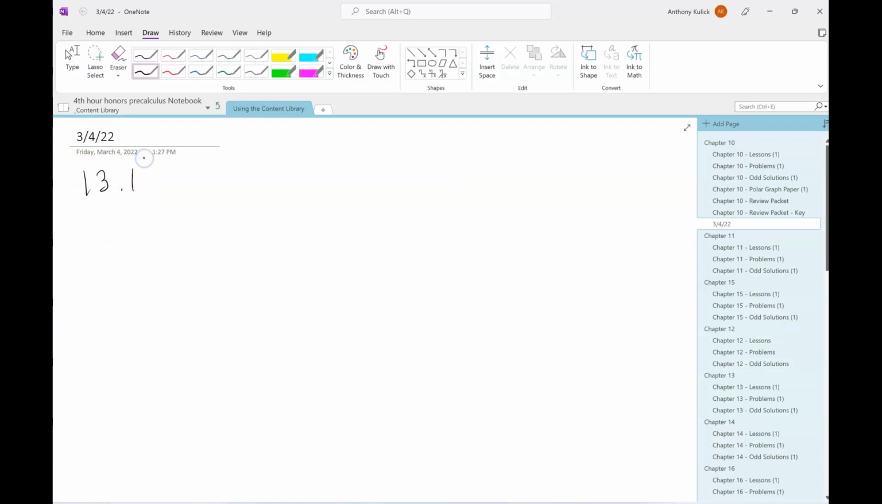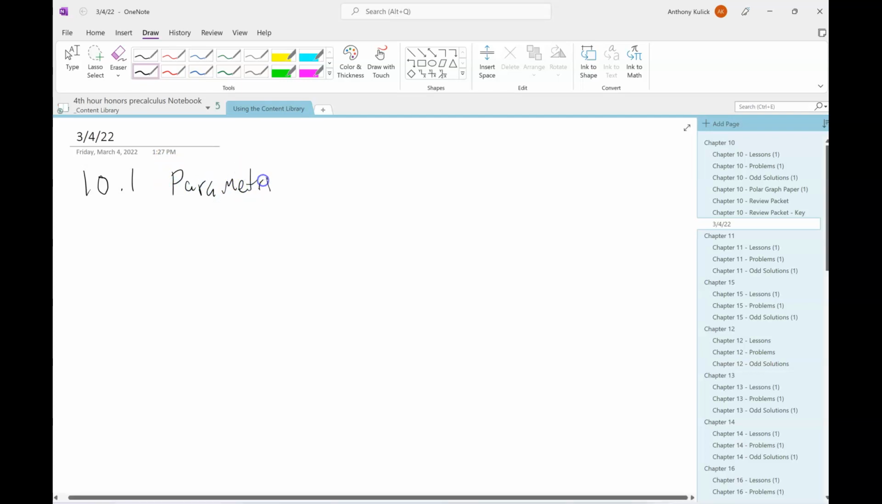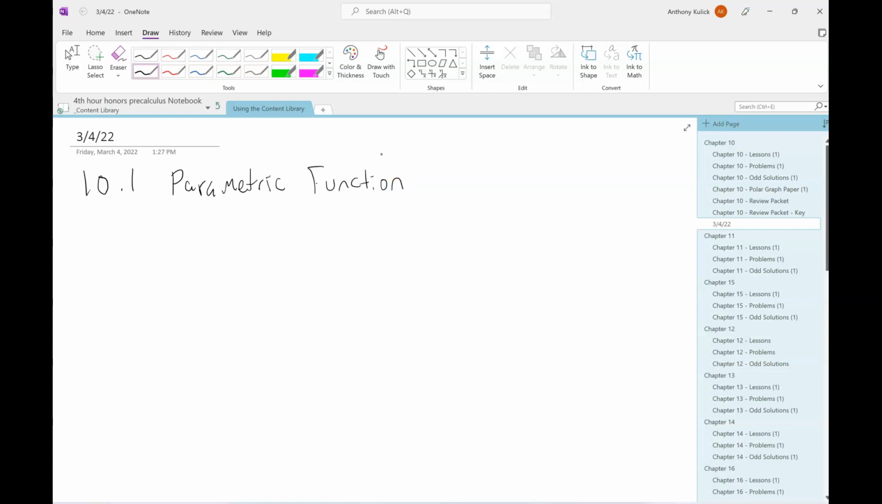There we go. So this is chapter 10. In chapter 10, we're going to look at parametric and polar functions. Basically, this chapter splits down the middle, where the first half is the parametric function part, and the second half is the polar function part. So obviously, today we're starting with the parametric piece.